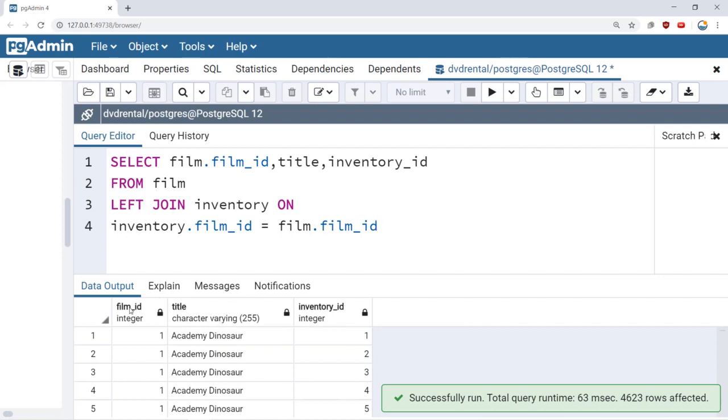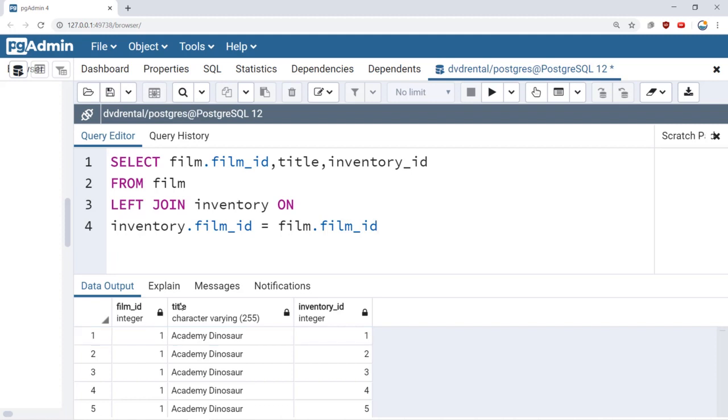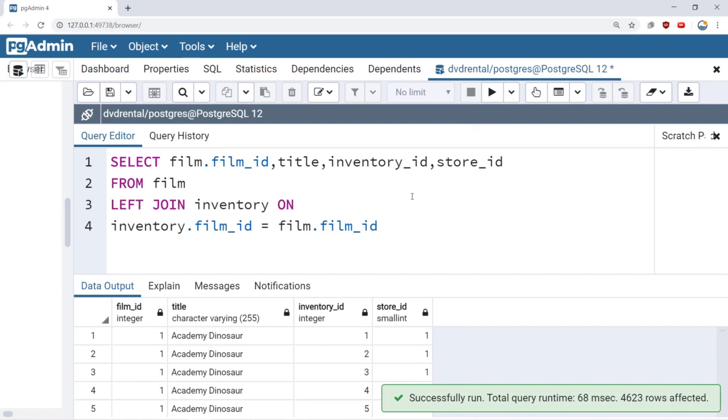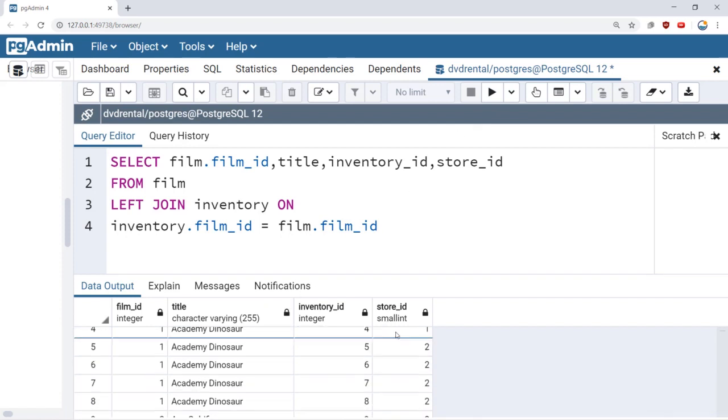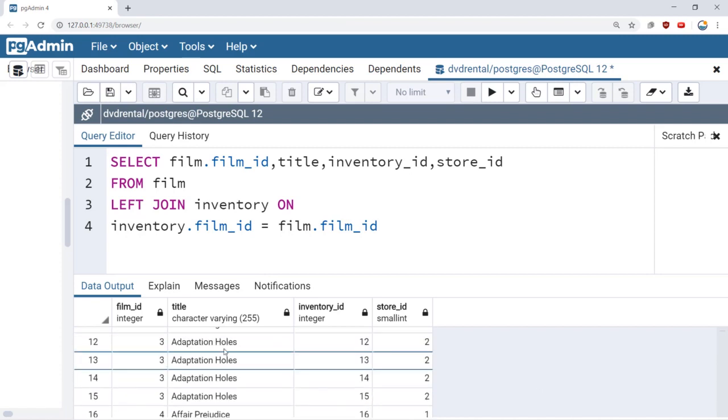It's basically telling us the film ID, the title that belongs to that film, and then its specific inventory ID. And if I wanted to, I could expand on this by asking for also the store ID. I could run this again, and I can see we have Academy Dinosaur, multiple copies in store 1, as well as multiple copies in store 2. So that is a left join, essentially showing us the left joining of film on inventory.